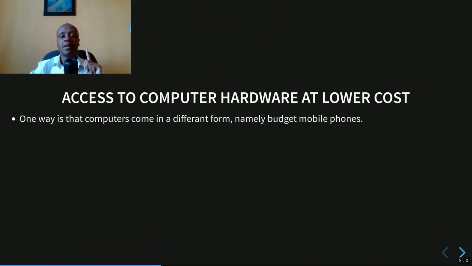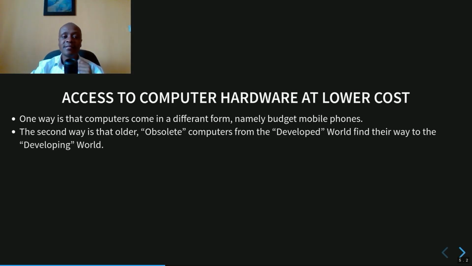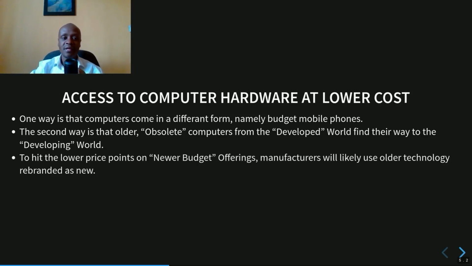Just as an aside, I'd like to talk about some of the ways that have been employed to lower that cost. One way is that computers have come in a different form, namely mobile phones, because computers have gotten small enough to fit in our pockets or even on our hands. The second way is that the older and older hardware, last generation, 10 years ago generation, find their way into the less developed world, or rather the developing world. Also, to hit those lower price points, manufacturers often rebrand last year's high-end hardware as this year's budget offering.